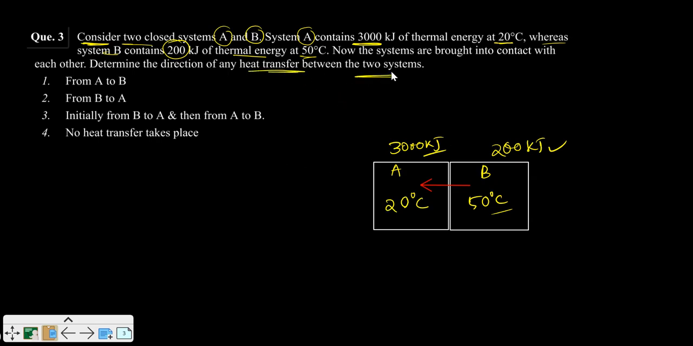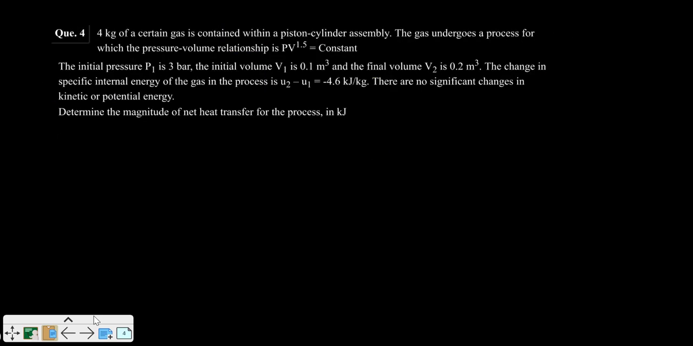So we know that the heat will always try to flow from the higher temperature region to the lower temperature region, right? So this will be the direction of heat transfer. So option number 2 will be the correct answer for this question. Okay, so I hope there is nothing more to talk about in this question. Simply it will always flow from the higher temperature region to the lower temperature region, right? Let us move towards the next question, which is question number 4.